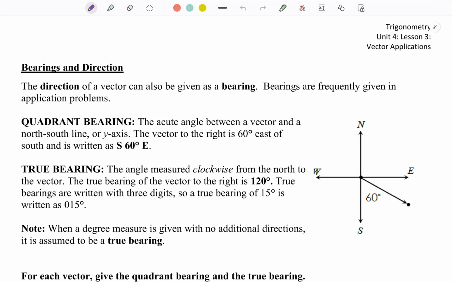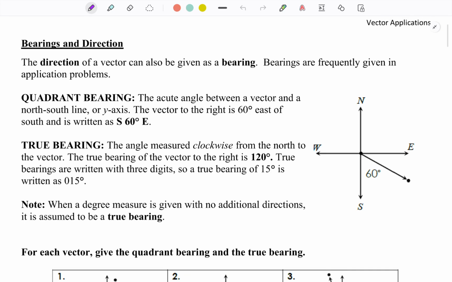So for today's lesson, we are going to be dealing with quite a bit of word problems. And of course, since we're dealing with vectors, where we're dealing with direction and length, bearings are going to come into play as well. So the direction of a vector can be given as a bearing. Bearings are frequently given in application problems because they show exact direction and angle.